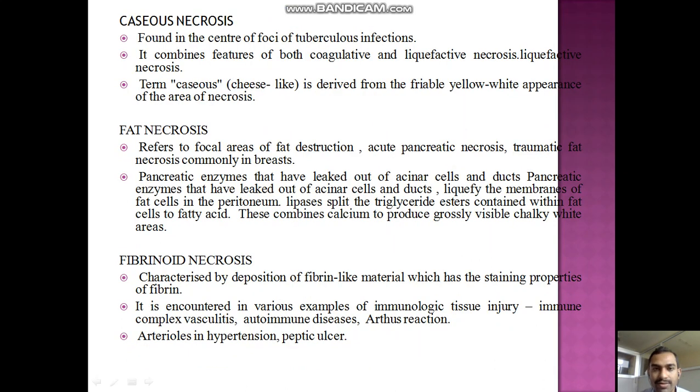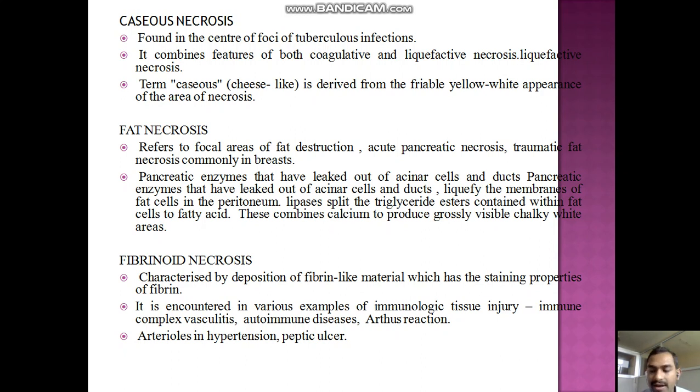Now caseous necrosis. In caseous necrosis, it is mainly found in the center of foci of tuberculous infection. It combines features of both coagulative and liquefactive necrosis. The term caseous, that is cheese-like, is derived from the friable yellow-white appearance of the area of necrosis.